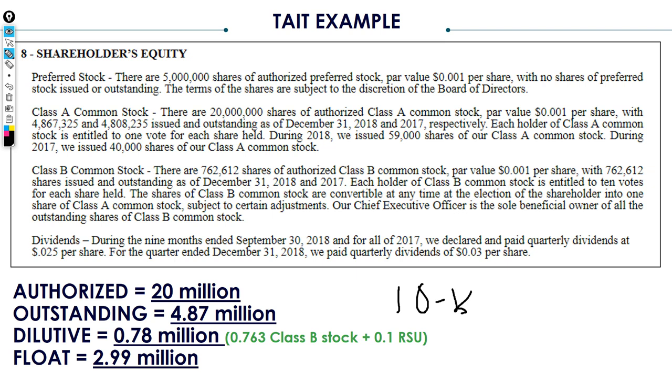But I took a picture of one of the sections on the 10K. What we want to figure out are the authorized shares, outstanding, dilutive, and float. Okay. This section was under shareholders' equity. I think it was on page like 23 of the 10K. Yeah, there are a lot of pages.